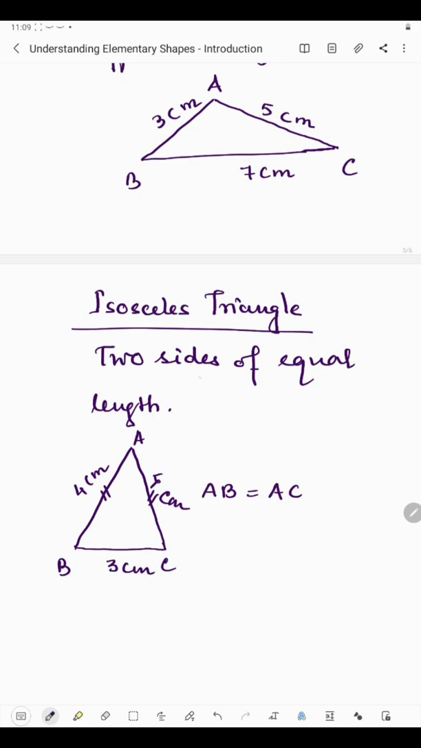So isosceles triangle means two sides of equal length. So ABC is an isosceles triangle in which AB and AC are of equal length. If I draw the figure like this, in which these two are equal, then this is also an isosceles triangle. So an isosceles triangle is a triangle that has two sides of equal length.